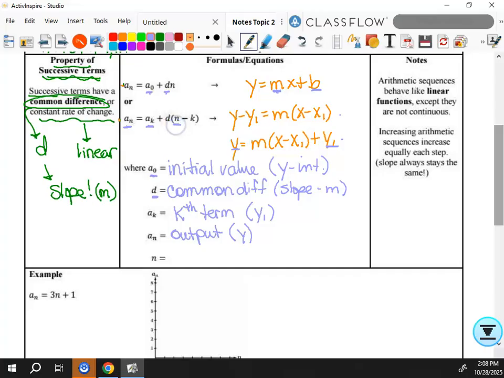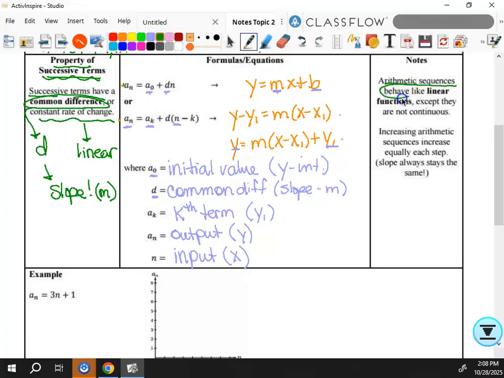The n is your input, which is your X. So do you see how all that works? It's all just the same thing. That's all it is. Same stuff, all right? So a couple little notes here.